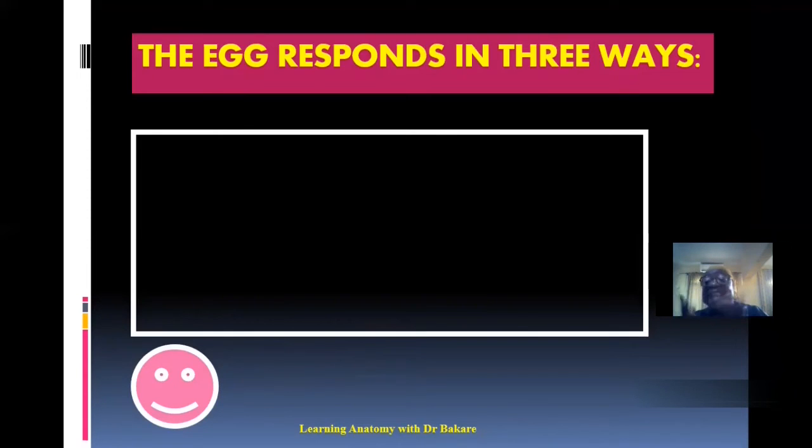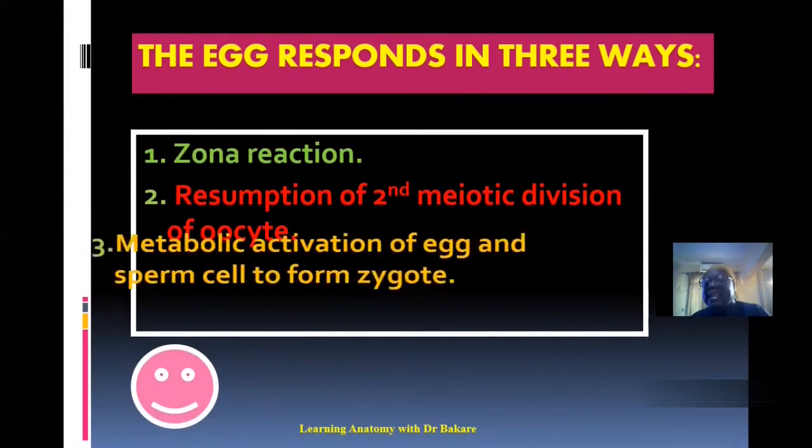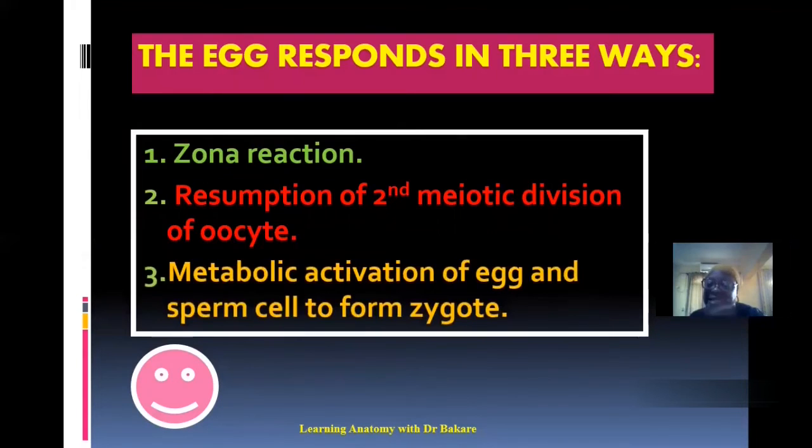And this is how the egg responds to the contact of its cytoplasm with the spermatozoa. Three processes are initiated for us to be able to say completely that fertilization has occurred. The first one is the zonal reaction. After the zonal reaction, we have the resumption of the second meiotic division of the egg. Then the third one is metabolic activation of the egg and the sperm to form the zygote. So the zygote will need to be formed before we say that fertilization has occurred.